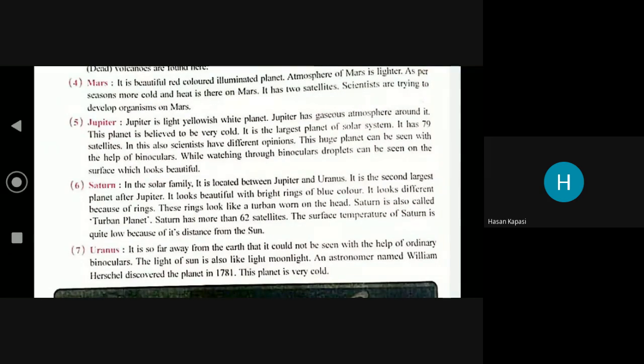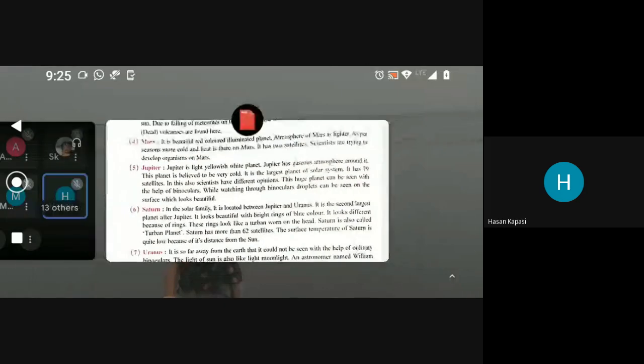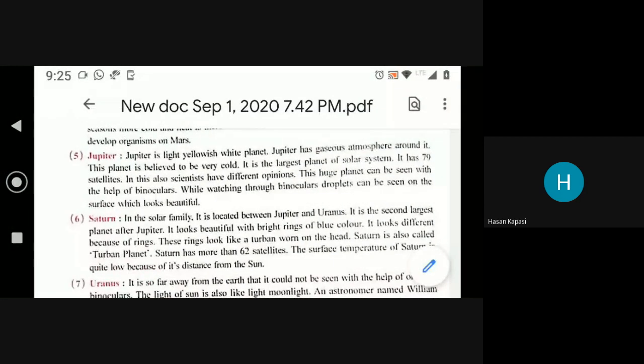These huge planets can be seen with the help of binoculars. While watching through binoculars, droplets can be seen on the surface, which looks beautiful. Imagine how far away it is from us that we have to use binoculars to see it. And when we look through binoculars, a very beautiful scene is seen, with beautiful droplets, like drops of water.